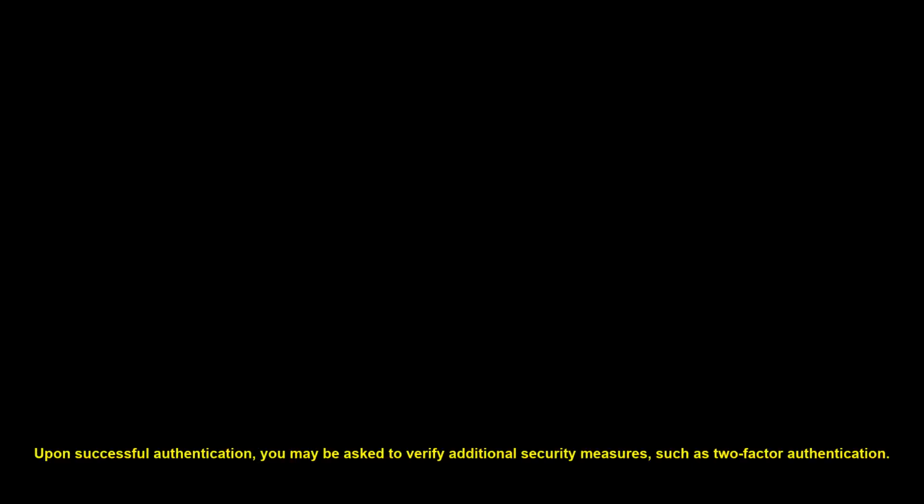Upon successful authentication, you may be asked to verify additional security measures, such as two-factor authentication. Follow the prompts to complete any required verification steps. Once verified, Plaid will display your available bank accounts. Select the account you wish to connect and proceed by clicking the Confirm button.